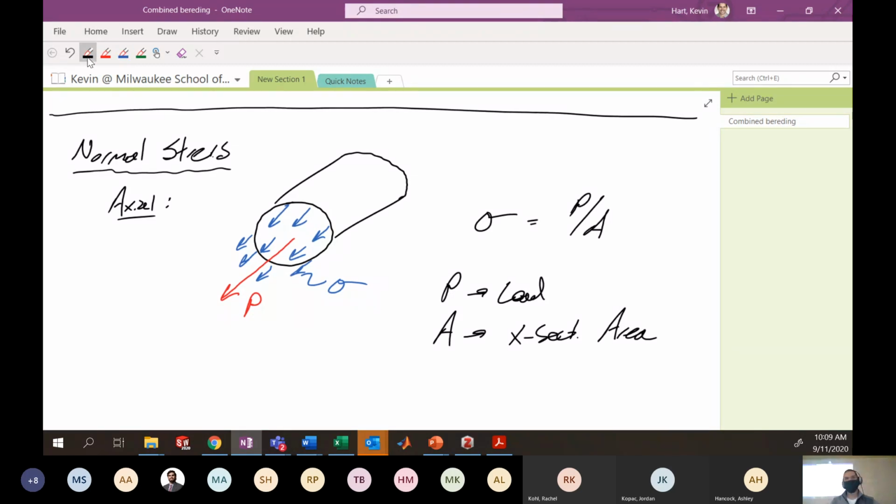I like this ease of switching colors. It's kind of nice. I don't have to get multiple markers and have my utility belt with my cloth on it to erase and all that sort of stuff.